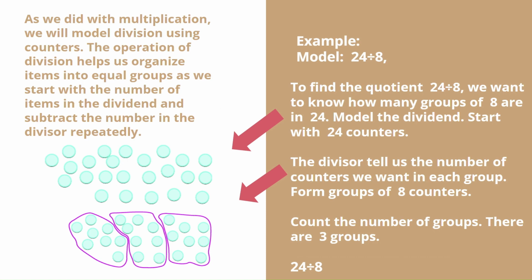So for example, 24 divided by 8. To find the quotient of 24 divided by 8, we want to know how many groups of 8 are in 24. Model the dividend. Start with 24 counters. The divisor tells us the number of counters we want in each group, so form groups of 8 counters. Count the number of groups. There are 3 groups. So 24 divided by 8 is 3.